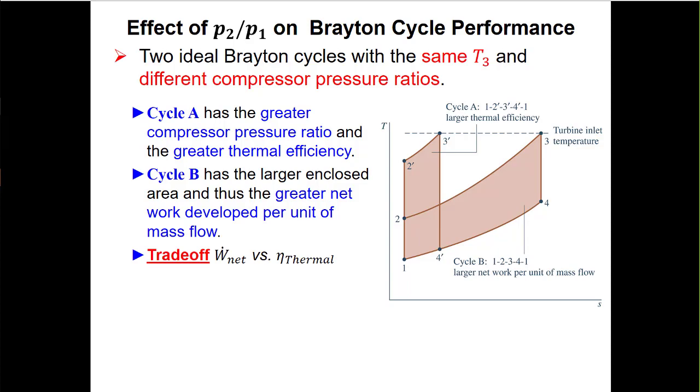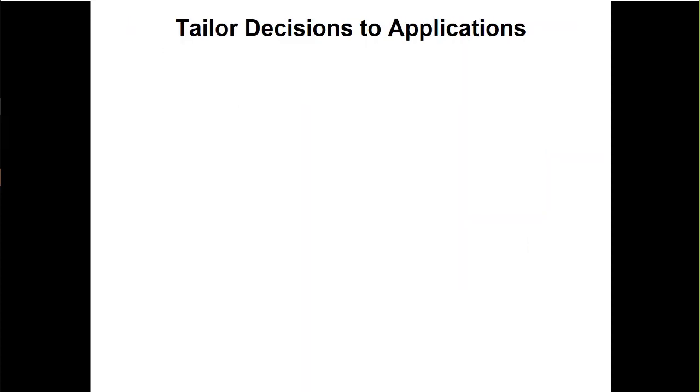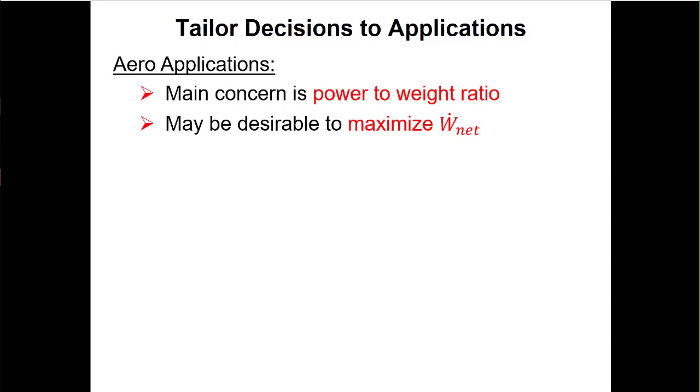So as with anything in engineering, there's a trade-off. You can pick more net work or you can pick more thermal efficiency, but you can't really have both. Usually to improve both things, you need some kind of dramatic change, like you need to make up a whole new thermodynamic cycle. So as an engineer, our job is to always know the application and try to make decisions that are suitable for the application.